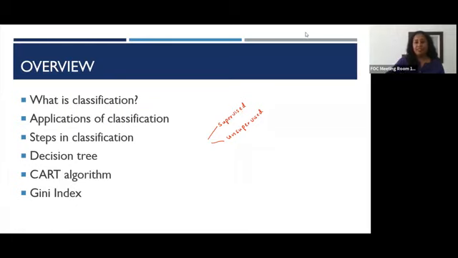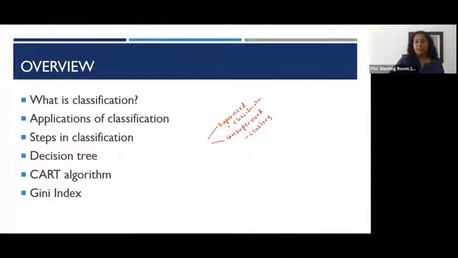Okay, yes, good. Thank you for the answer. The answer is correct. Clustering falls under unsupervised learning, right? So clustering is unsupervised. What we are going to discuss, classification, is actually supervised learning.